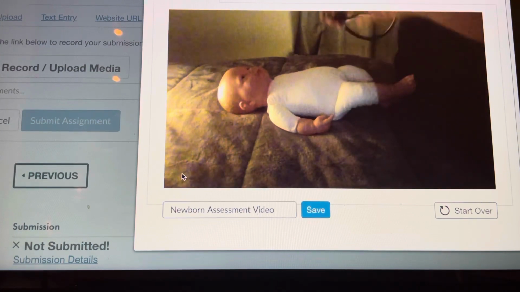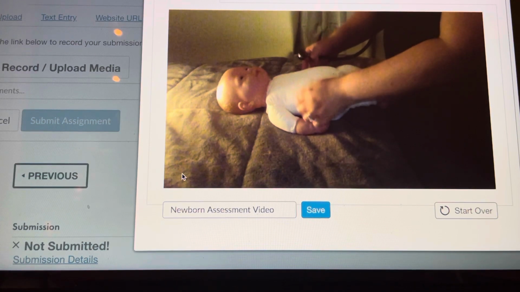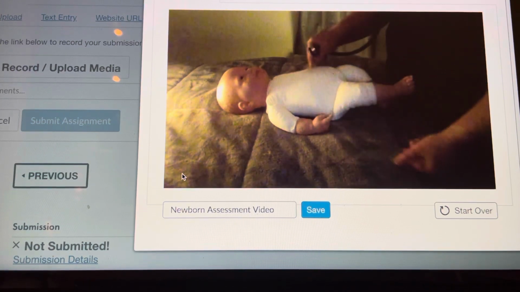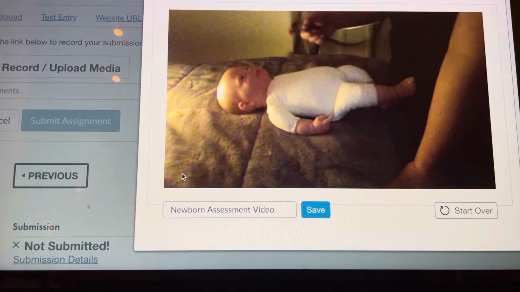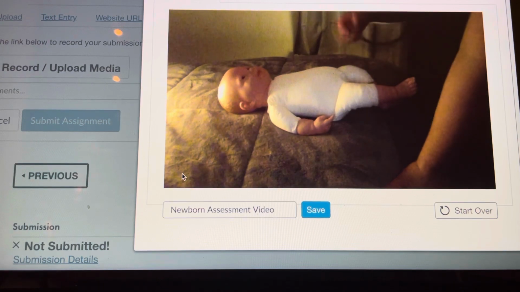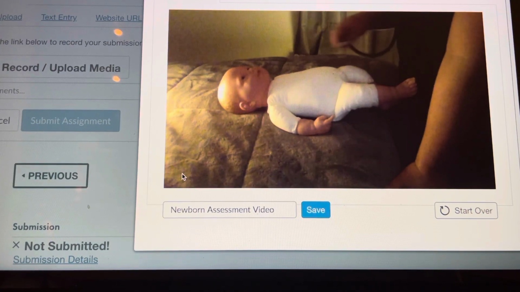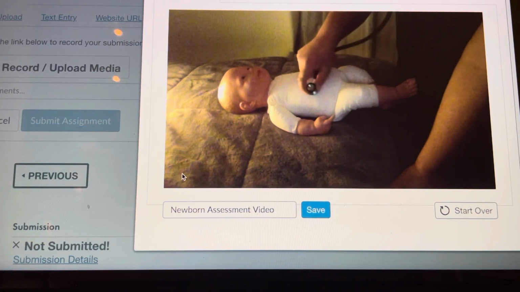I'm also assessing respiratory effort, so searching for if the infant has any retractions here, so subcostal, substernal, suprasternal, intercostal retractions. So just looking at the work of breathing, like I said, hopefully the infant is quiet at this time. I would then assess the bowel sounds.